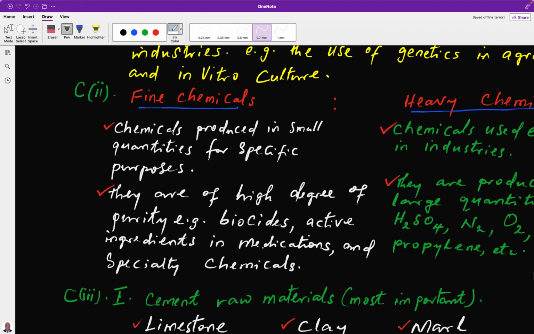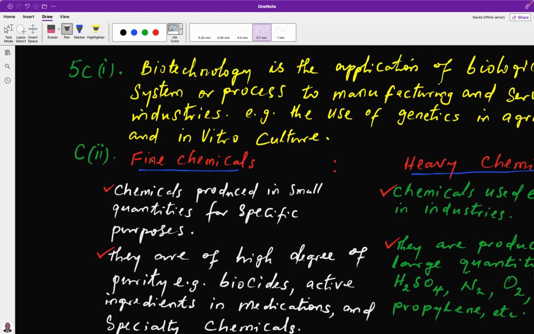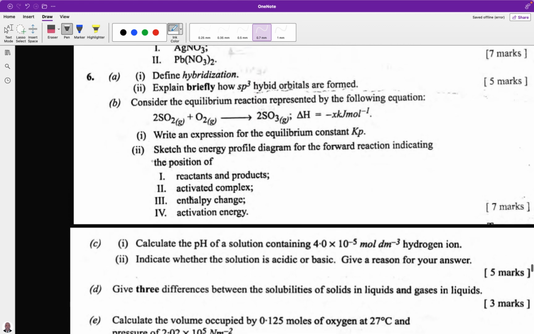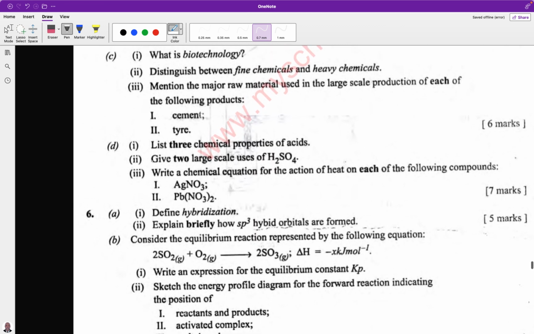Okay, let's go to C3. Mention the major raw material used in the large-scale production of each of the following. So the raw materials used in large-scale production of cement and of tires. What are the raw materials for cement? What are the raw materials for tires? Let's have it here.